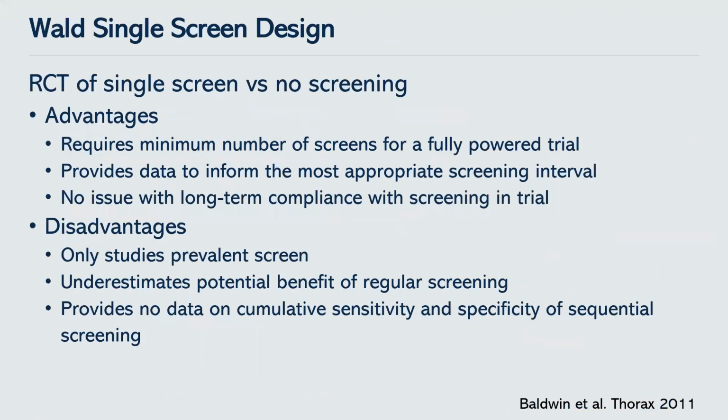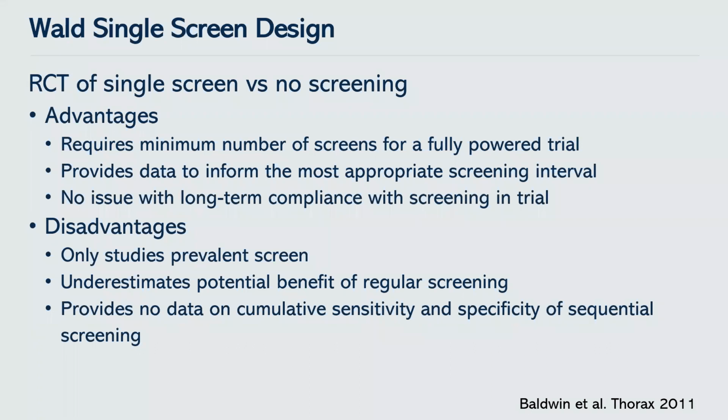And one extreme proposal for looking at screening is to do a single screen versus no screening. This is sometimes attributed to Nick Wald. The advantages are that it minimizes the number of screens that you will require to do for a fully powered study. It provides data to inform the most appropriate screening interval because you can see how risk changes over time after that single screen. And there's no issues with long-term compliance in the screening arm because you're only asking people to be screened once.